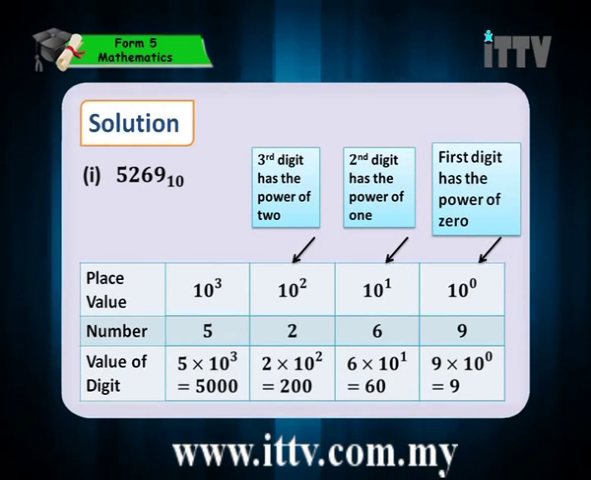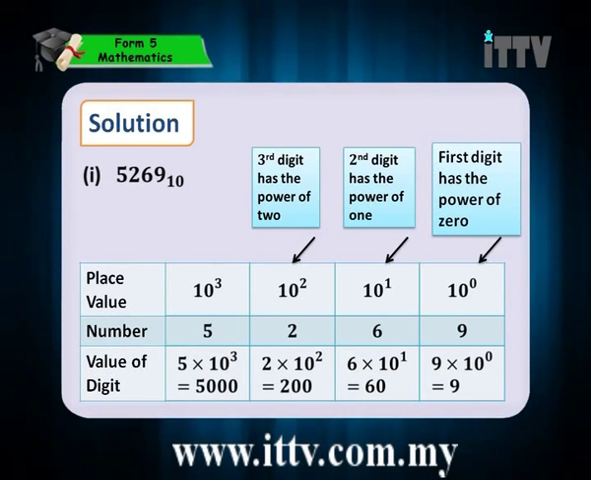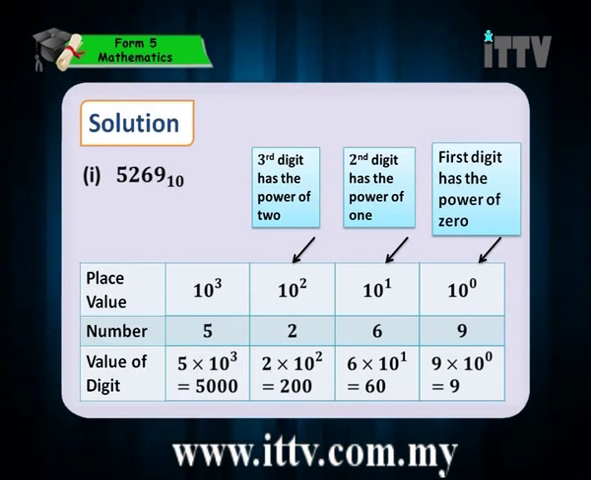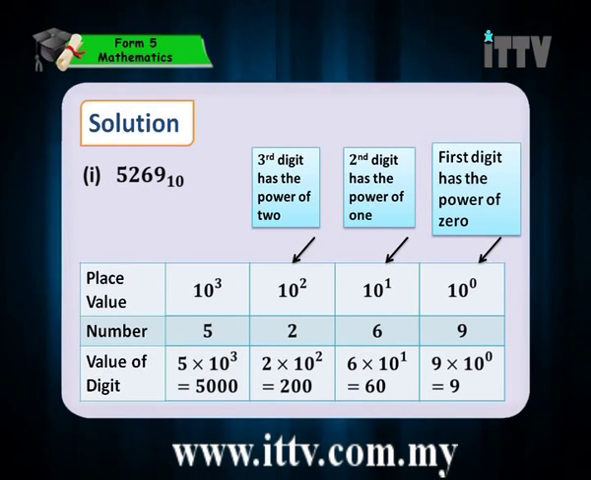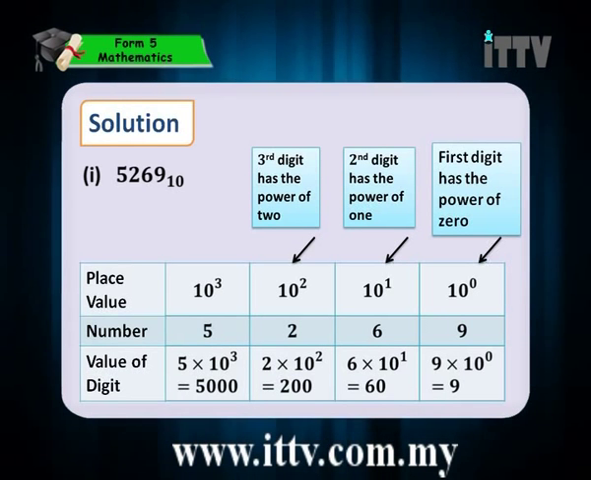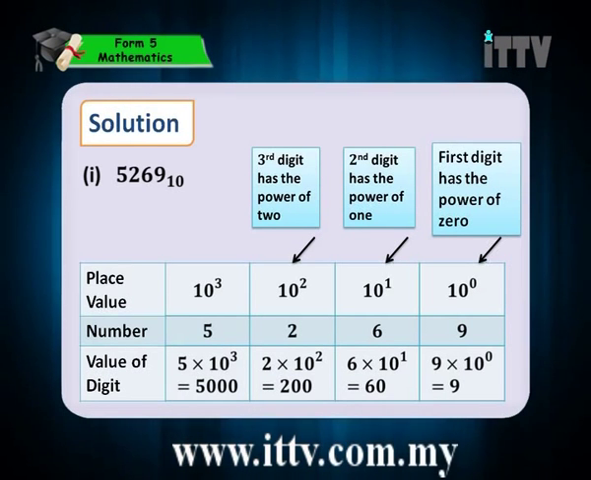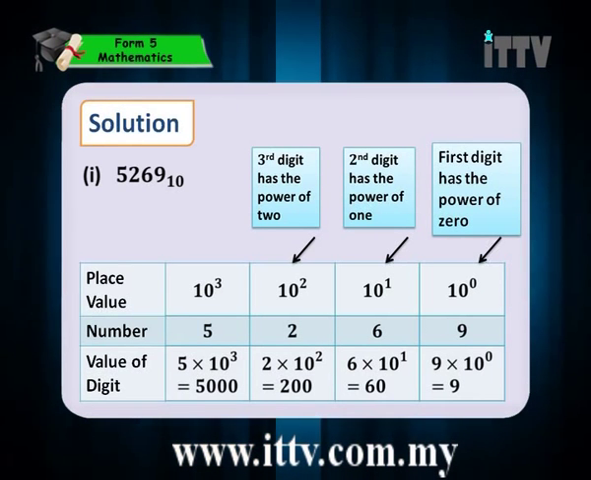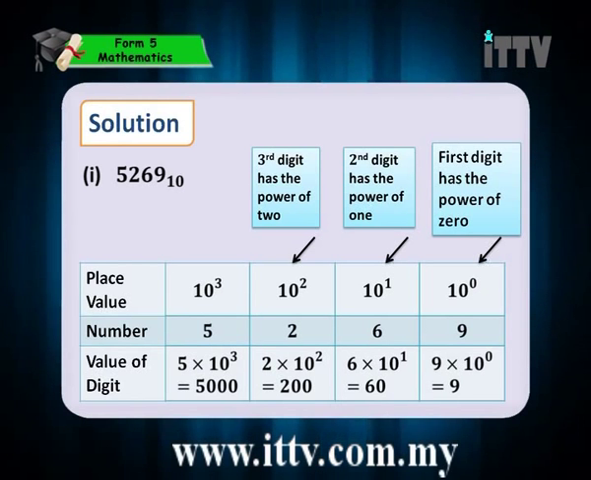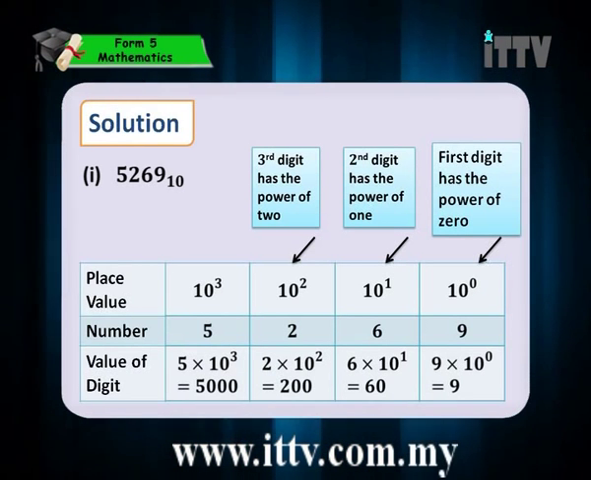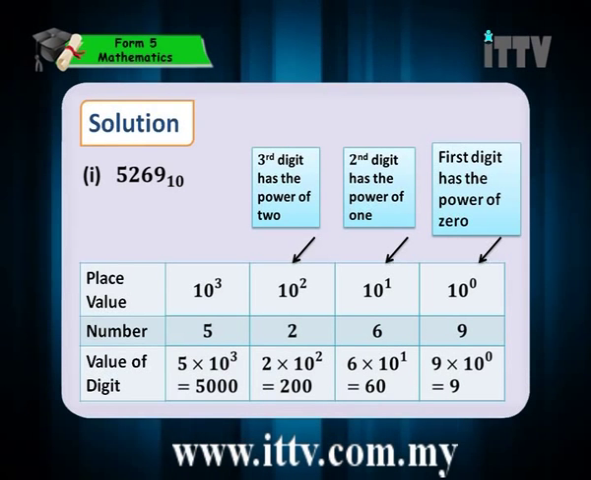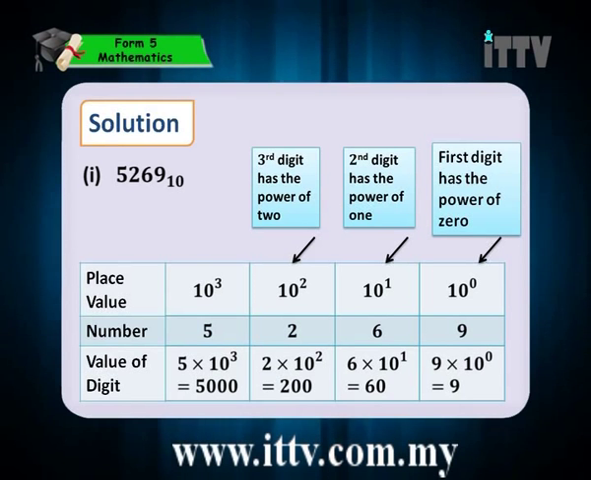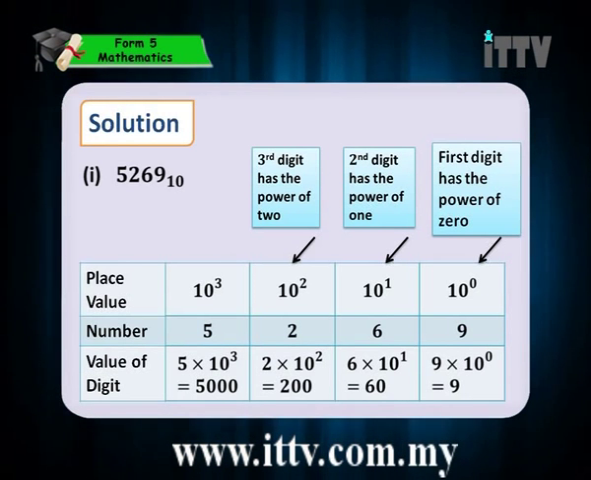So the numbers are there, just place them: 5, 2, 6, 9. The value of the digit would be the number multiplied by the place value. For 5, it will be 5 times 10 to the power of 3, 5,000. For 2, it will be 2 times 10 to the power of 2, which is 200. For 6, it will be 6 times 10 to the power of 1, which is 60. And for 9, it will be 9 times 10 to the power of 0, which is 9. So the value of each digit there is 5,000, 200, 60 and 9.